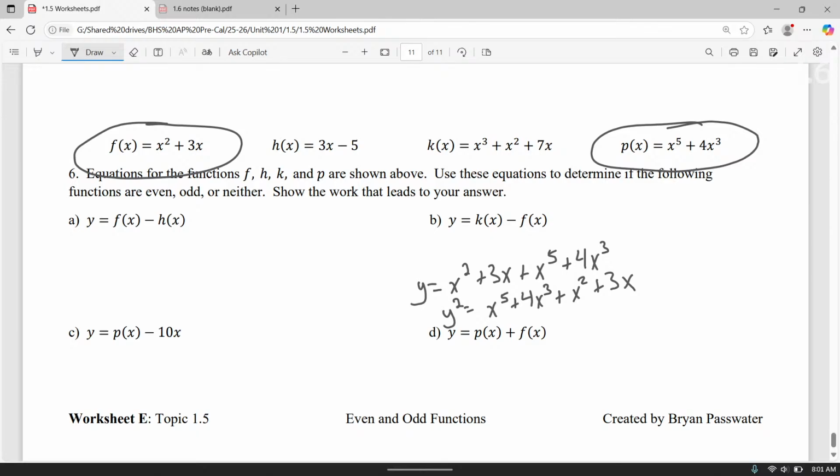I probably was tired on this one. I probably just told you neither without doing anything. But this is an odd degree. This is an odd degree. That's an even degree, and that's an odd degree. That's how I knew it was neither.